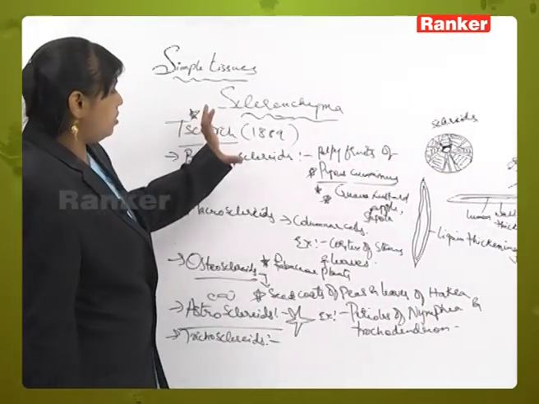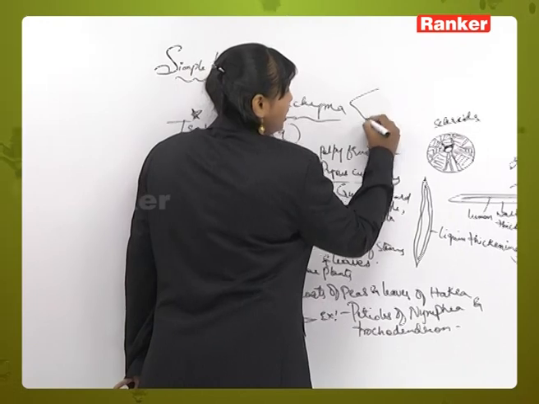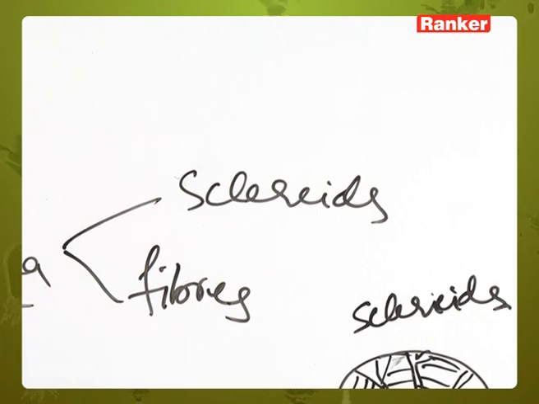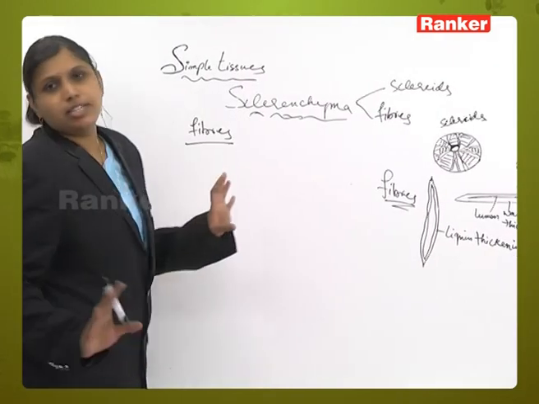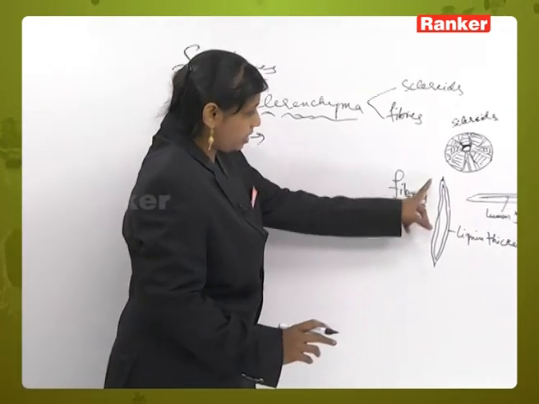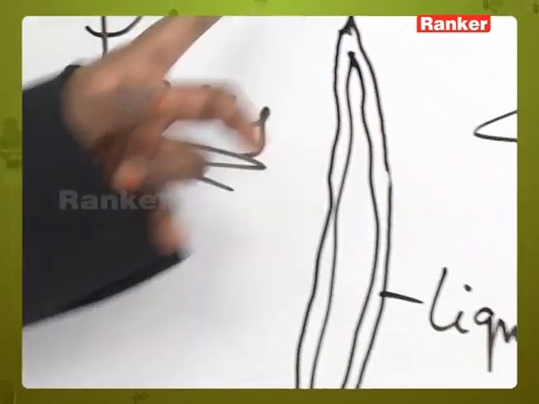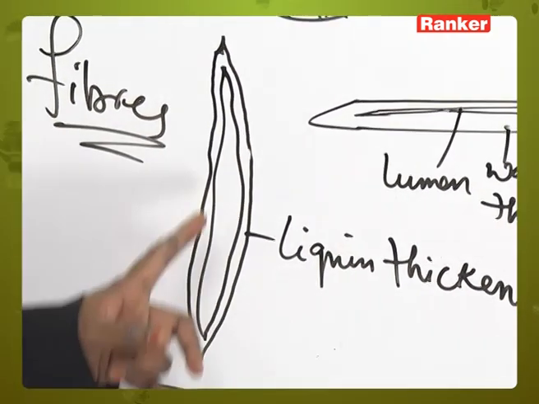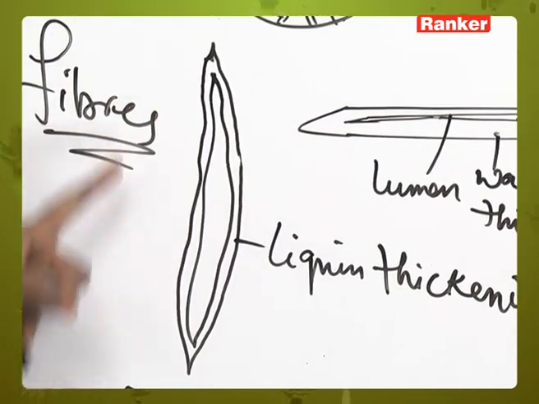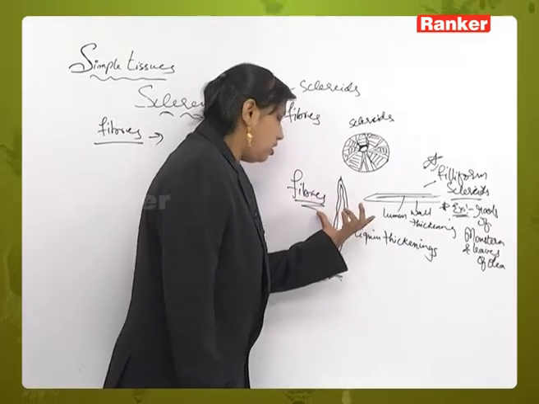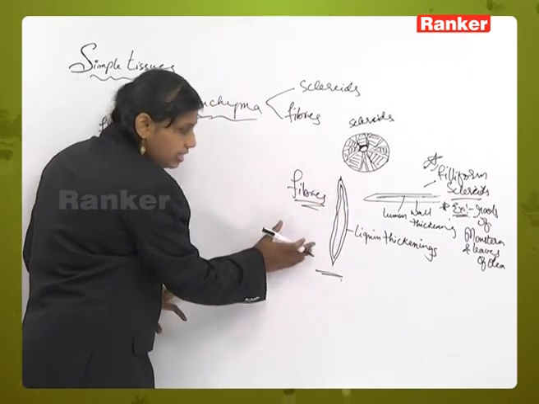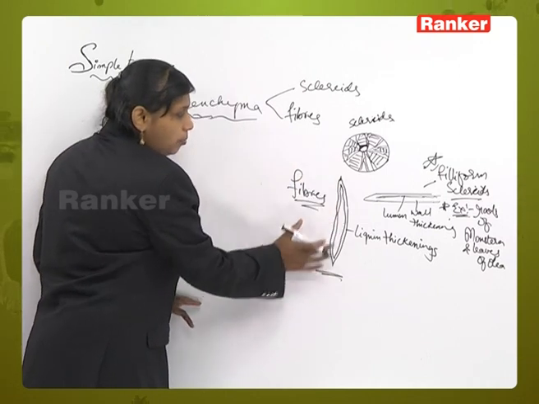Now, another component of Sclerenchyma, as we said earlier, is sclerides and fibers. Now, we will talk about fibers. The next component of Sclerenchyma is fibers. Now, what are fibers? These are elongated cells. This diagram can be taken as fibers. These are elongated cells with a narrow lumen, thick secondary cell wall, and their ends are oblique. So, fibers are narrow elongated cells with a thick wall and oblique end walls.